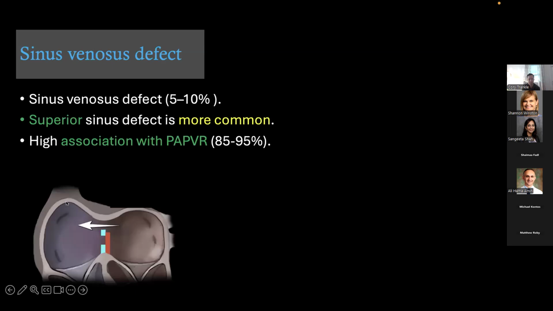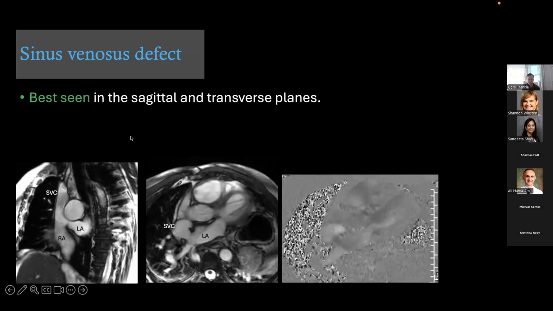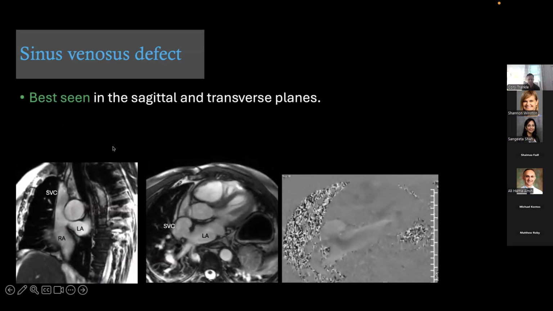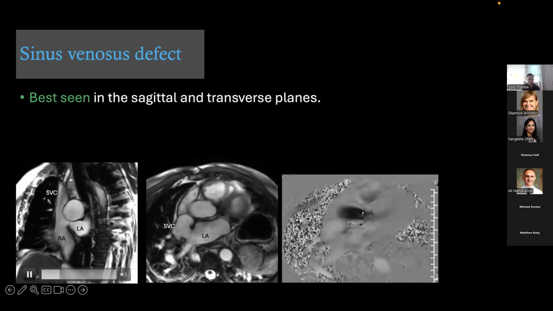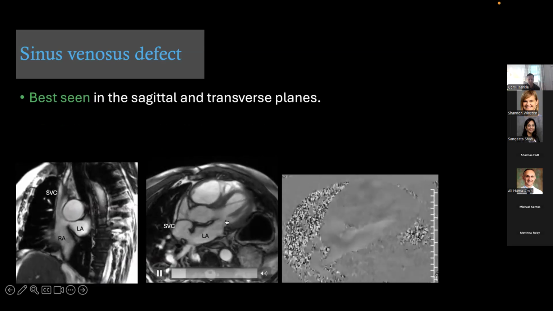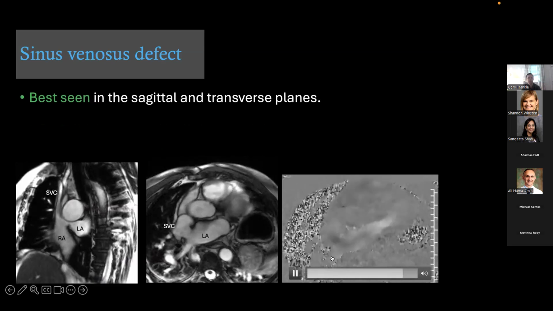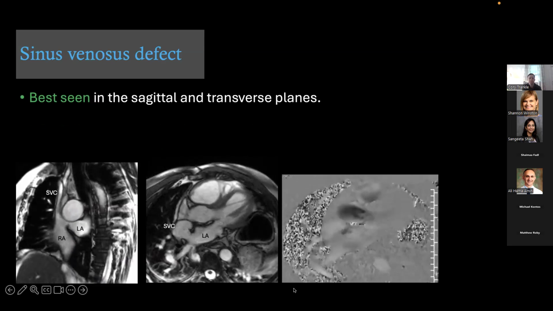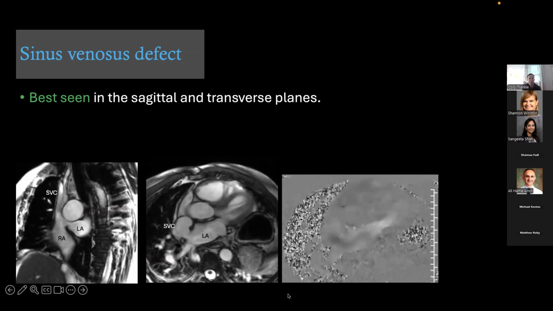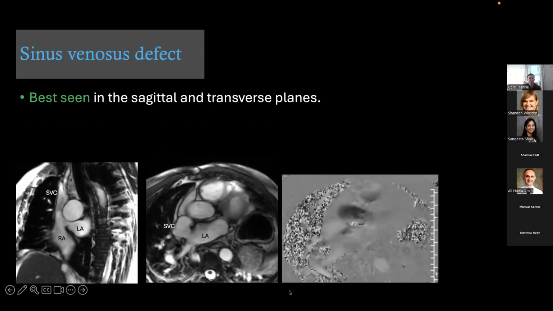Overall, in the pathophysiology, there is a deficiency of the wall of the SVC, and subsequently there will be some interatrial communication between both atria. On MR, it's best seen on sagittal or short axis views through the atrial level. Transverse planes are also very helpful. I also find the flow and phase contrast flow images really helpful for detecting the shunt.